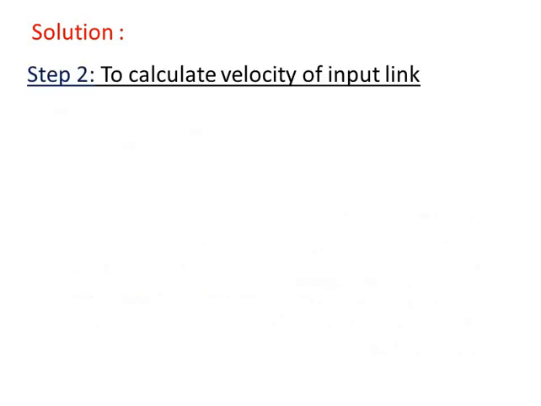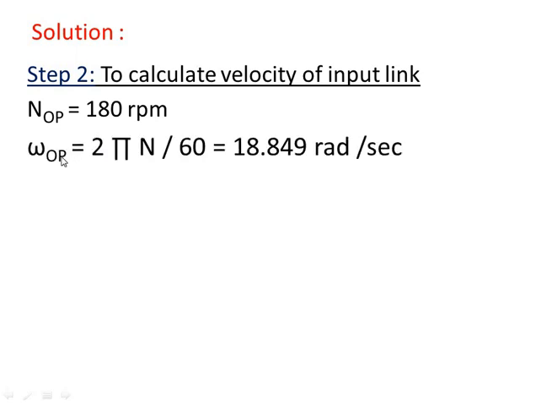Now, step number 2, to calculate velocity of input link. Always, the angular velocity of input link will be given either in terms of RPM or in terms of radian per second. So here N is given as 180 RPM. From this, first we will calculate omega equal to 2 pi N by 60. Substitute N equal to 180 in this and calculate omega. We are getting it as 18.849 radian per second.